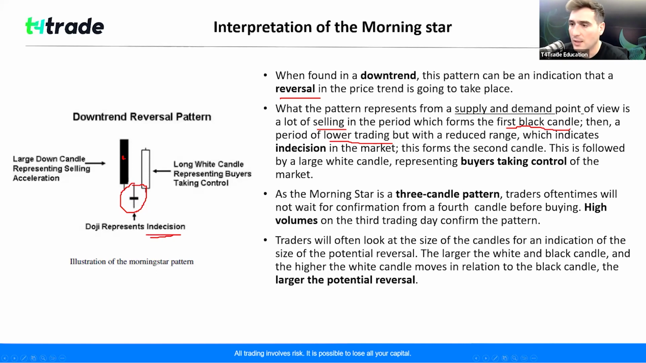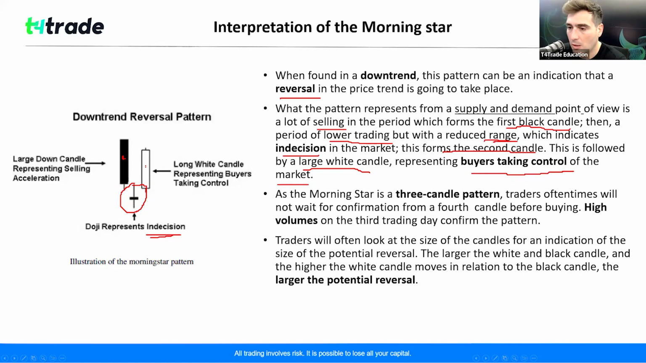The doji is indicating you lower trading, but with a reduced range, which indicates indecision in the market. And this forms the second candle, the doji, which is then followed by a large white candle, which, remember what we talked about, bullish candles representing buyers taking control of the market. Okay, a lot of buying demand is in there.